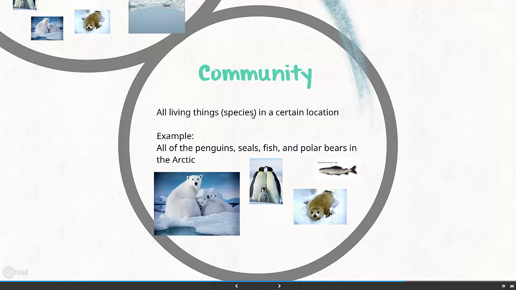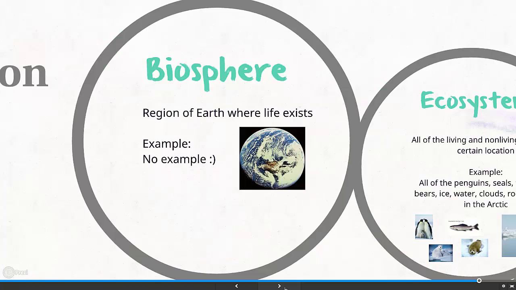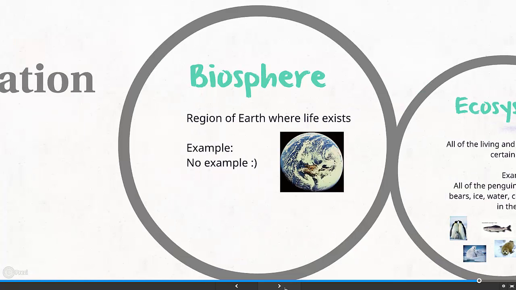One step up from the community, if you consider all the living stuff plus what's not alive in that area, so ice, rocks, clouds, air, all this in the Arctic, we now have an ecosystem, and we can study things at the ecosystem level. The biggest layer of organization that we have is the biosphere. This is simply the part of Earth where things can live. And there's no example because we're just looking at this part of the Earth.